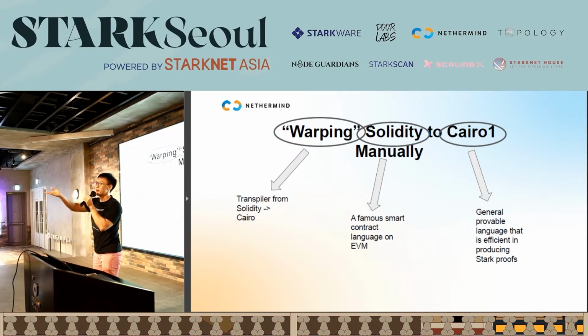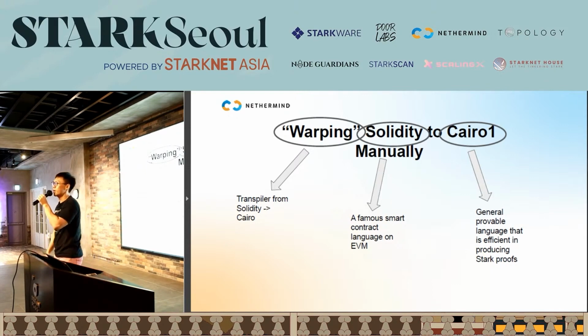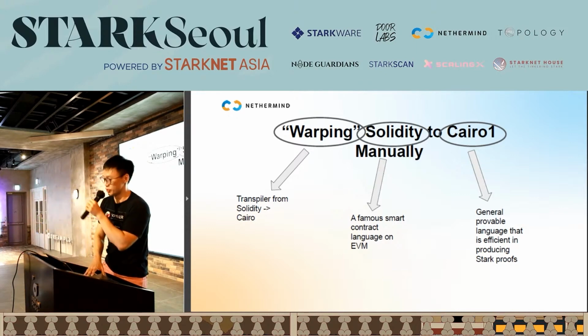Many of you have written smart contracts in Solidity. It's the most commonly used language in the EVM world. And Cairo 1, the topic for today, is a provable language, and you can deploy Cairo 1 contracts on StarkNet. So today, we are going to walk through how we do this manually. I hope you will enjoy this.